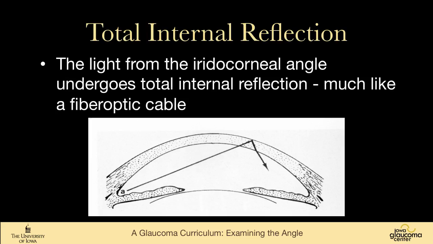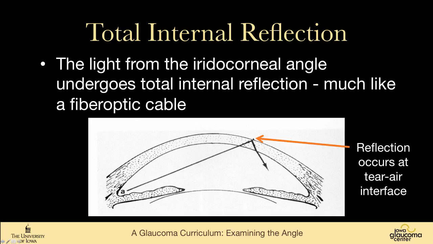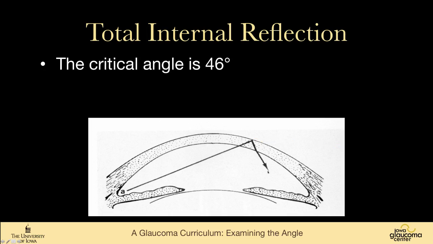So let's just talk about principles. The light from the iridocorneal angle undergoes total internal reflection, just like in a fiber optic cable, so that the image from this trabecular meshwork comes up, and where it strikes the air, it reflects back in. Sometimes you'll see drawings where it's reflecting here. That's actually not what happens. The big index of refraction change is between tears and air and reflects back in. And that critical angle is 46 degrees.